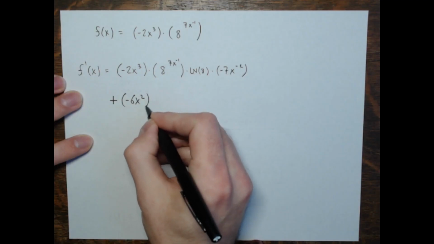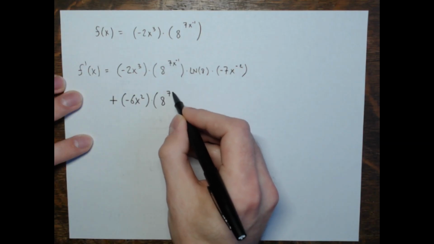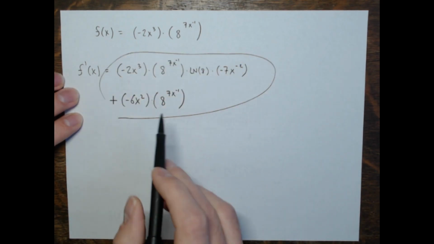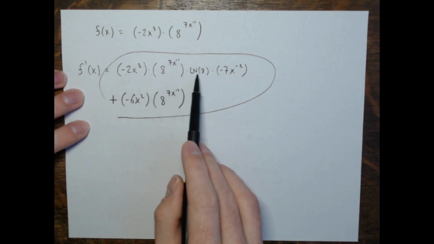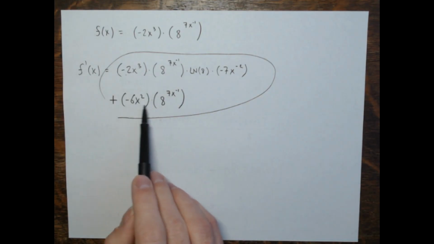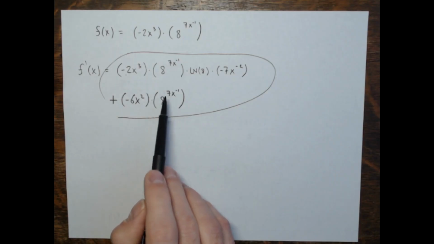Okay, so there's the first times the derivative of the second, plus, and then the derivative of the first is -6x squared, and then leave the second factor the way it is, times this 8 to the 7 times x to the -1 power. Right, and if I want to do the coefficients here, the first term you have -2 and -7, so that'll be +14 out front, and then this will be minus 6, plus -6. Again, 8, this is not a coefficient, it's raised to a power.